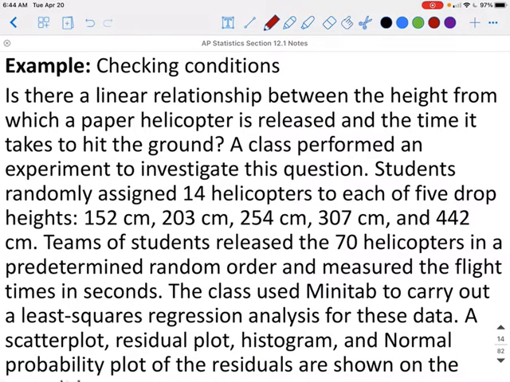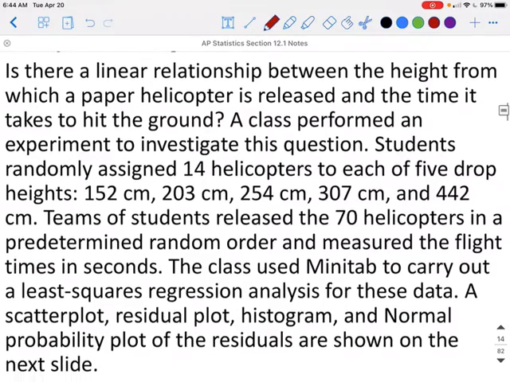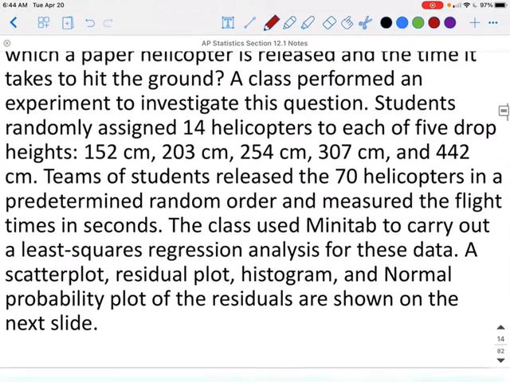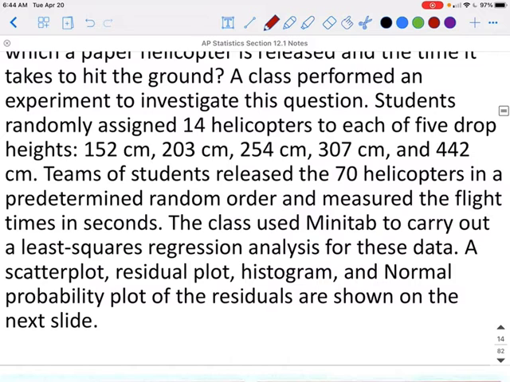So is there a linear relationship between the height from which a paper helicopter is released and the time it takes to land and hit the ground? A class performed an experiment to investigate this question. Students randomly assigned 14 helicopters to each of 5 height drops. We had 152 centimeters, 203, 254, 307, and 442. Teams of students released the 70 helicopters in a predetermined random order and measured the flight time in seconds.